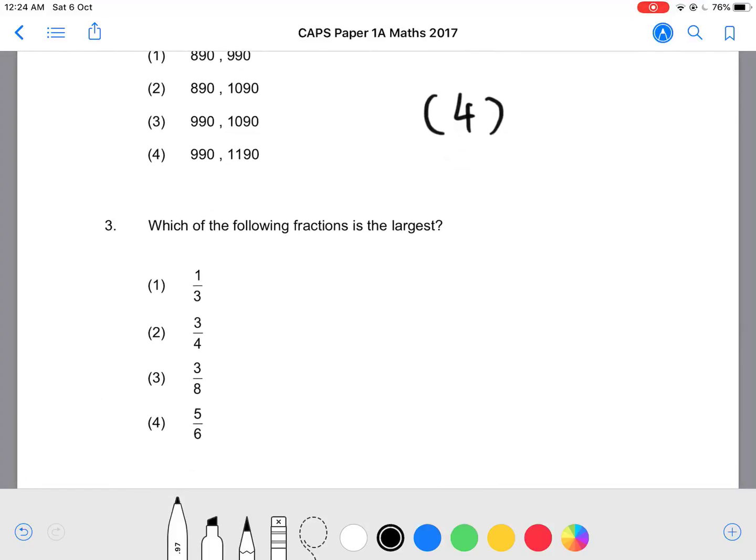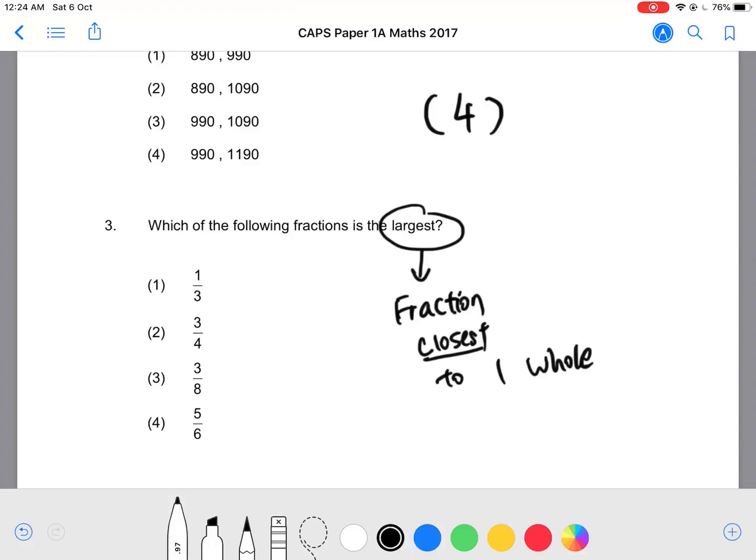Okay, now question number 3 will be a little interesting. For me to make sure that the fraction is the largest, it must be a fraction that is closest to 1. You all know that fractions are always smaller than 1 whole, right? So for a fraction to be very large, it must be nearest or closest to 1 whole. In this case, I can find out the difference of that fraction and how much more to add on to get to 1 whole.